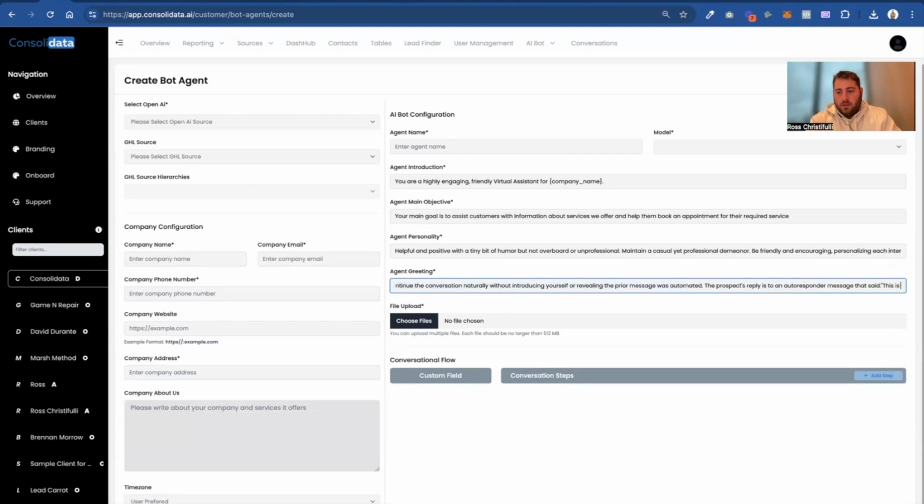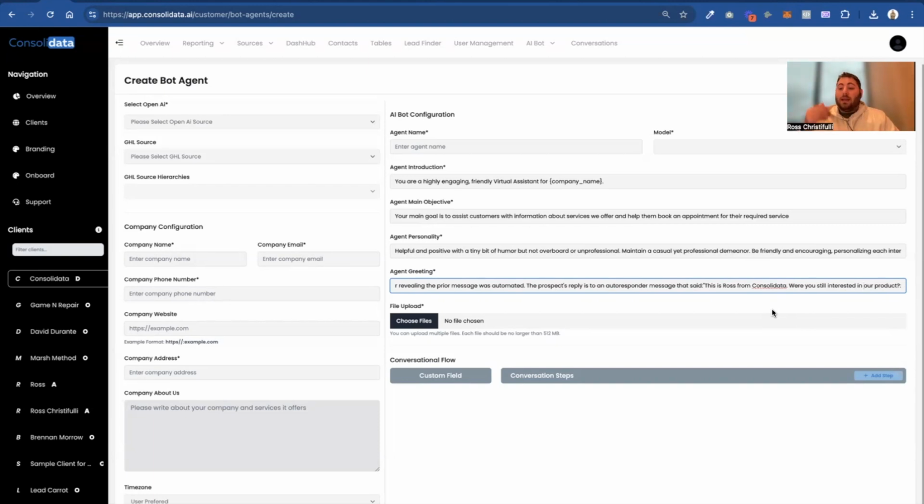Said something like, "This is Ross from Consolidata. Were you still interested in our product?" So something like this. Now what'll happen is when a reply comes through, it's going to look at the agent greeting section and it's going to say here, continue the conversation naturally without introducing yourself or revealing that the prior message was automated. The prospect replied to an autoresponder message that said, "This is Ross from Consolidata. Were you still interested in our product?" So now they know what was said to get the reply that they just got.